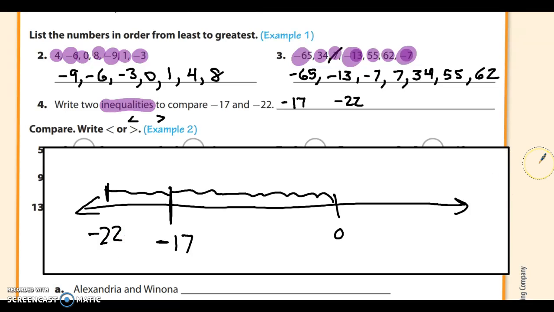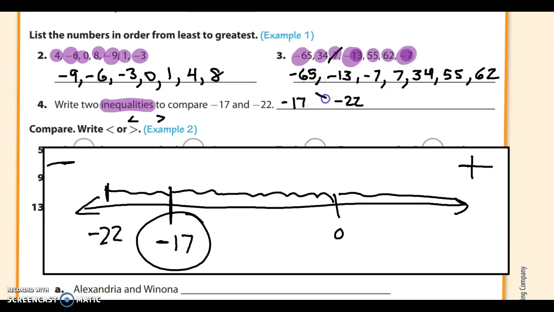Now, -17 doesn't seem like a big number, but if you think about the way a number line works, the numbers on the right are positive, and the numbers on the left are negative. So as you move to the right, you get bigger. Well, which is to the right? -17. -17 is to the right of -22. That makes it the greater value.